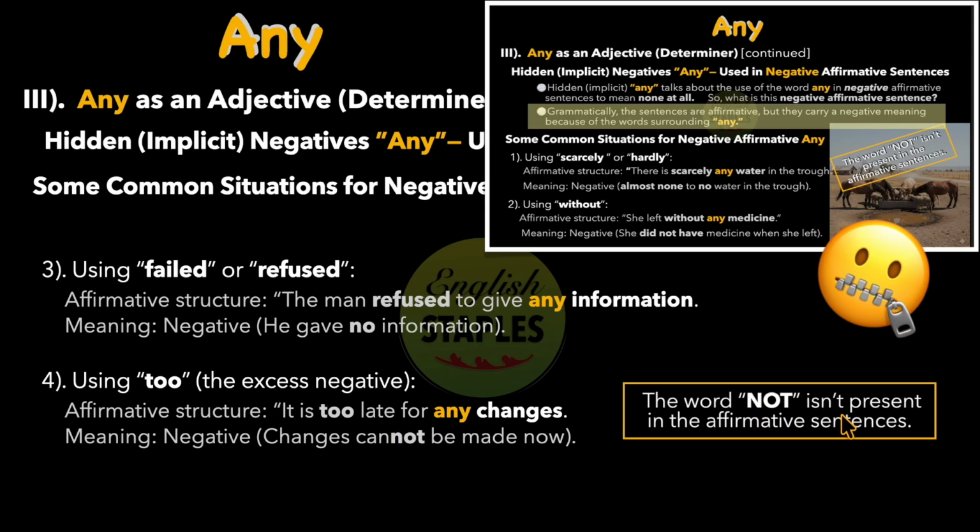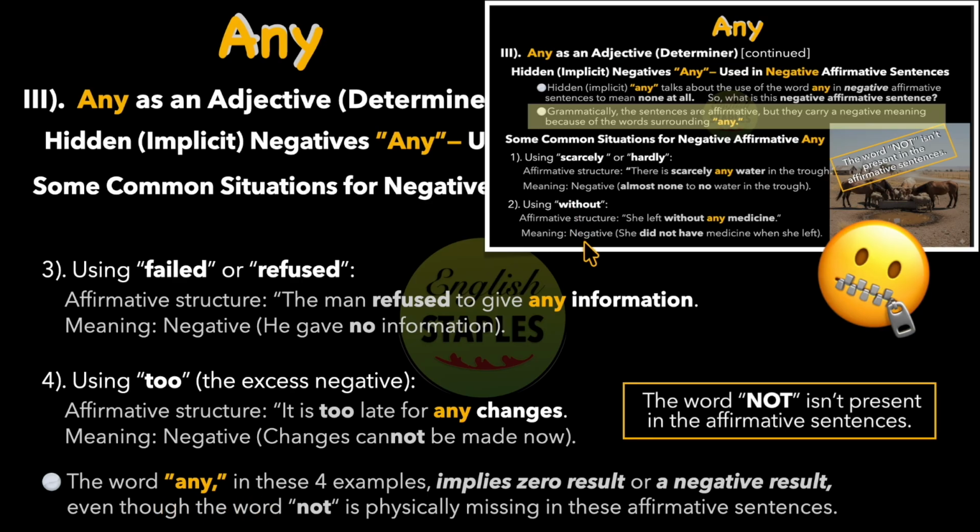The word not isn't present in these two affirmative sentences. The sentences give negative meanings because of the words that surround any. And in these two examples, the words are refused and too. The word any in these four examples implies zero result or a negative result, even though the word not is physically missing in these affirmative sentences. You guys see this?